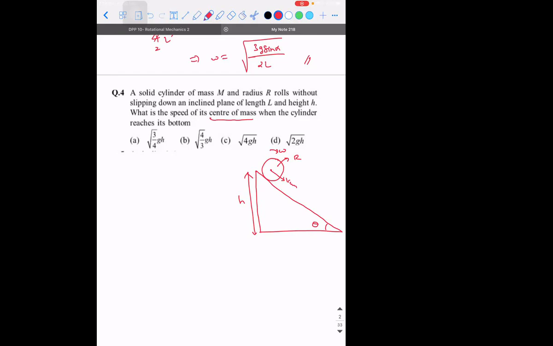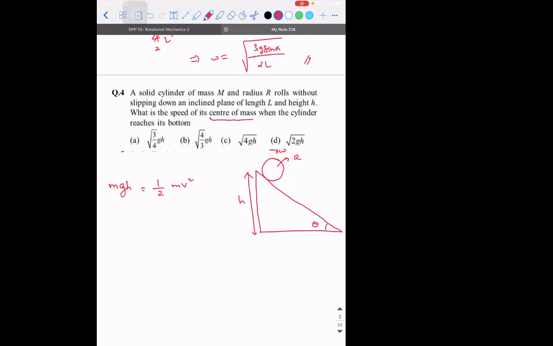Again, the same logic. Tell me, what form of energy is getting converted to another? Kinetic energy to potential energy? No, no, no, you're telling the reverse. There is no kinetic energy initially. Initially, the object is released from rest, so it has potential energy. mgh is converted to what other form? Rotational and translational kinetic energy.